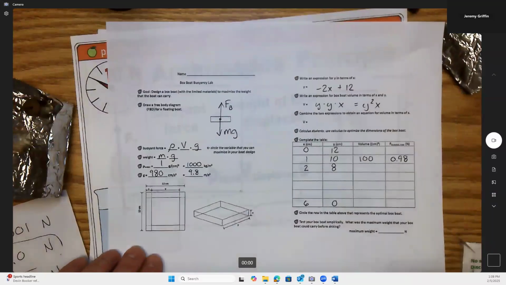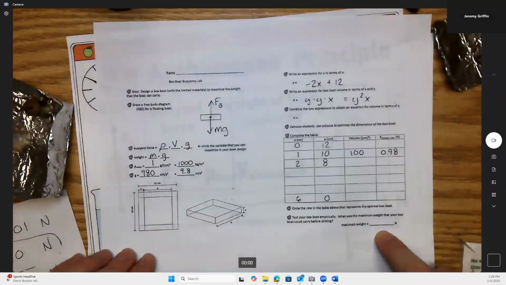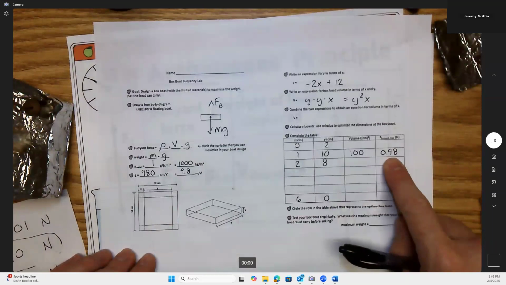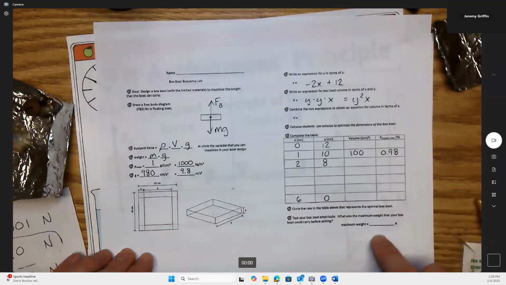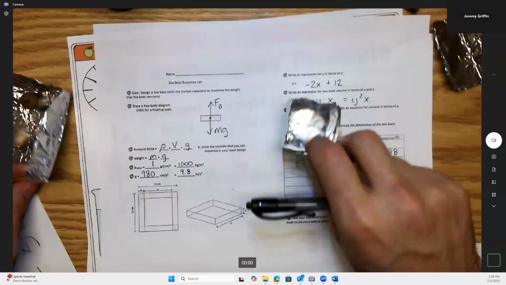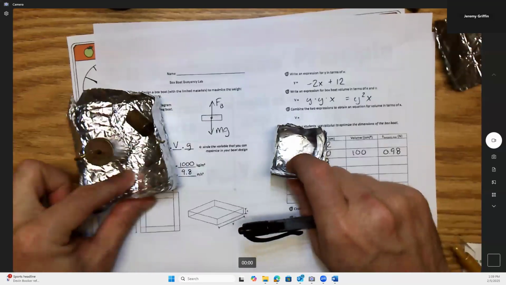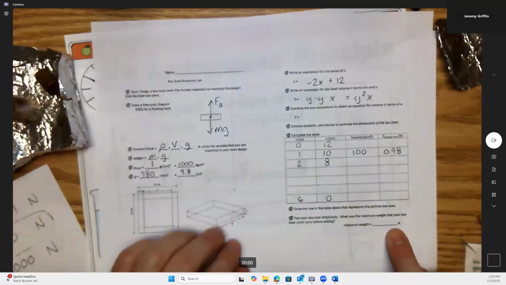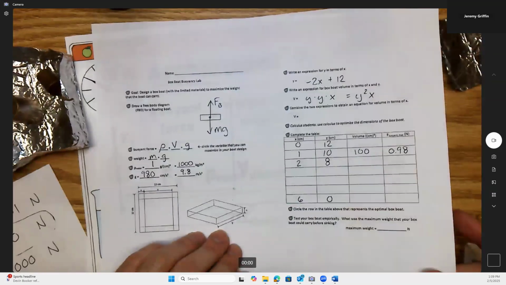All right. And I wonder what's the maximum weight you can hold. Now I did one row here, and I got almost 1 Newton. That's about 1 Newton right there, right? Do you guys think that any of these boats could possibly hold more than a Newton? And if so, how much more? What's the biggest weight you guys got to hold?